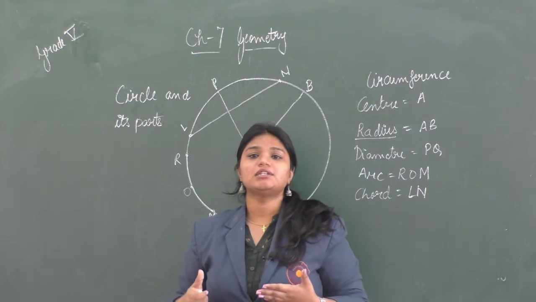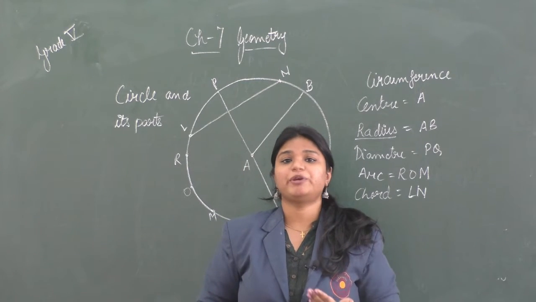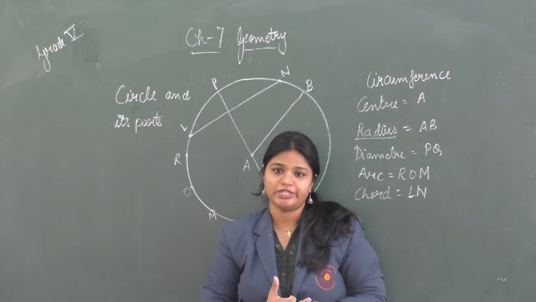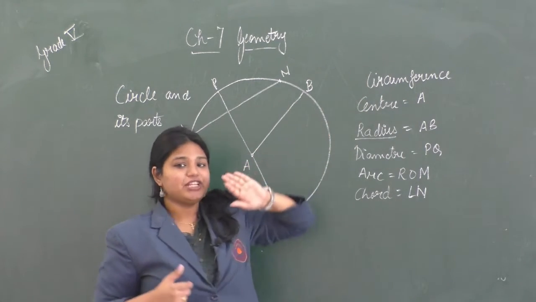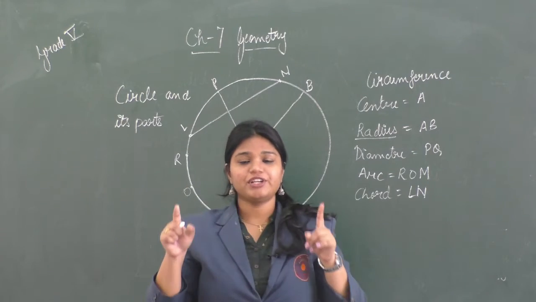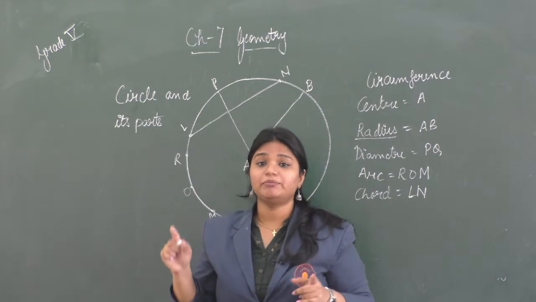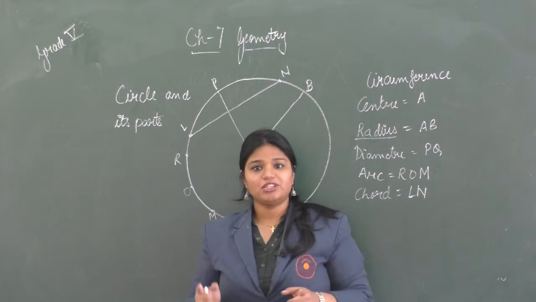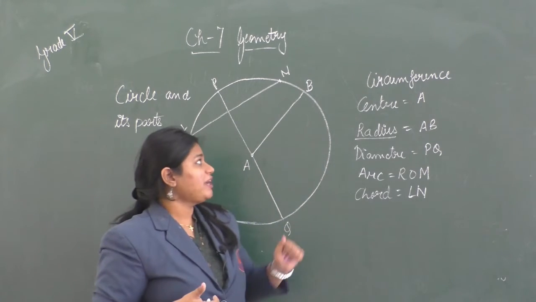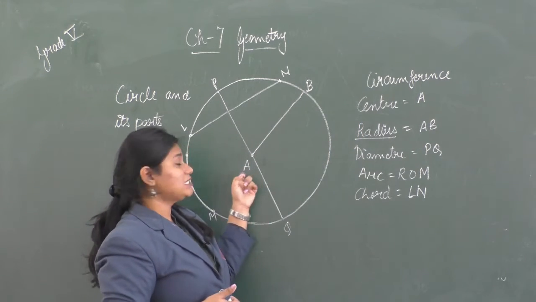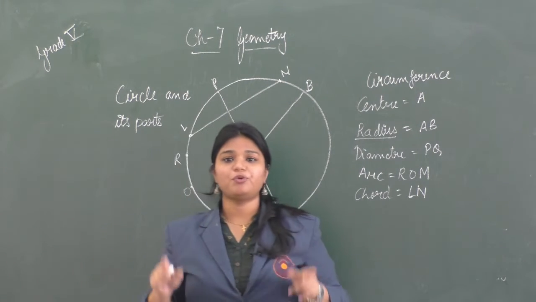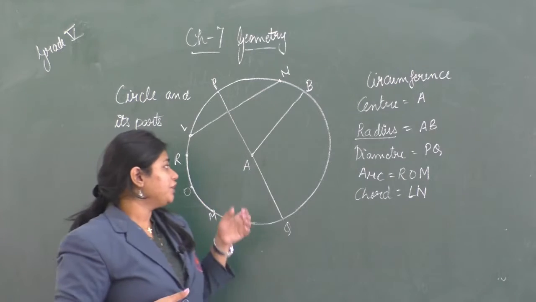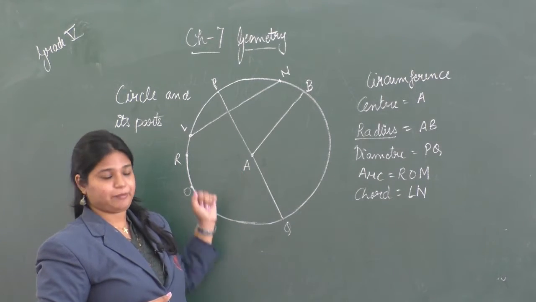Now after learning about triangles in detail, we learned about circle and its parts. We learned that a circle is a closed figure which is made up of infinite number of points. Now the boundary of the circle is known as circumference of the circle, and a circumference is formed by joining n number of points on the circle. Next we have center. Now the center of the circle is a point which is equidistant from all the points on the circle. Here we have named the center as A.